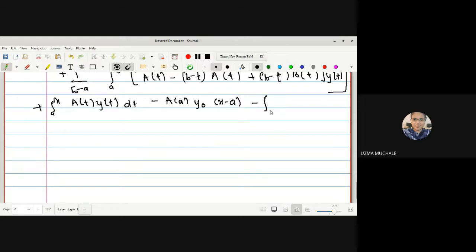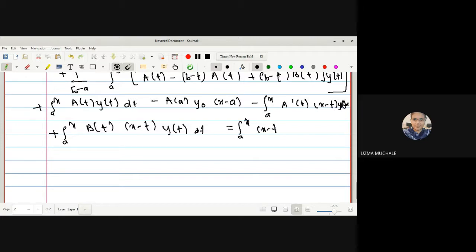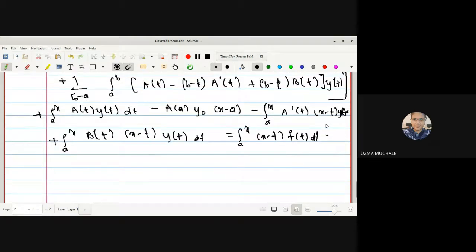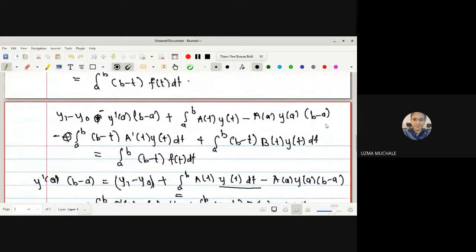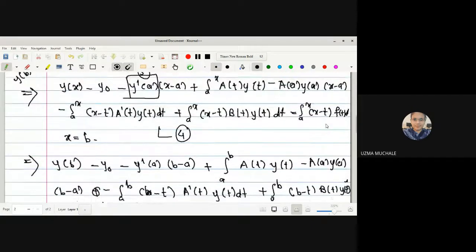What is the next term? Minus integration a to x, A dash of t, x minus t, y of t dt, plus what is the next term? Integration a to x, B of t, x minus t, y of t dt, which is equal to integration a to x, x minus t, f of t dt. Finally, we have written this equation 4. You can verify, I have written it from the notes itself.